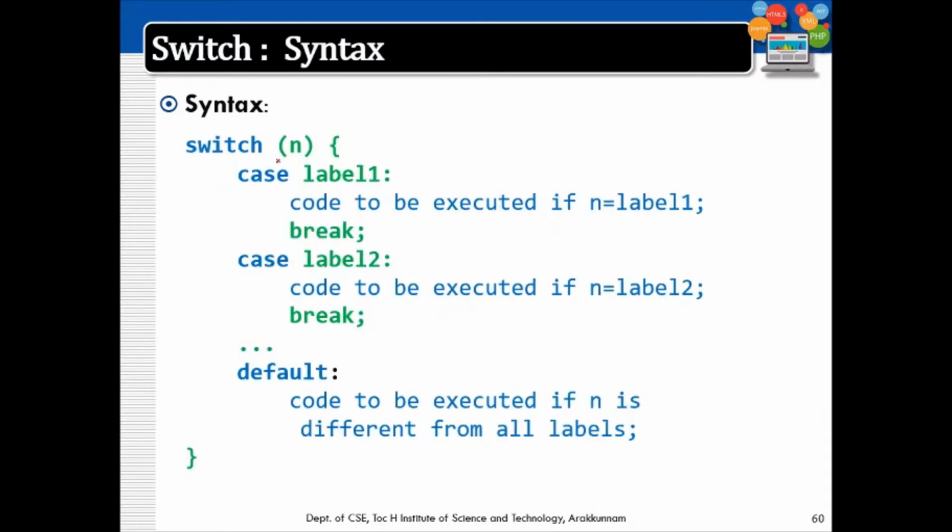This is the format of switch. Switch is the keyword, and in brackets we give the expression to examine. According to the output, if the output is case label 1, then this part will be executed. If it is not label 1, it will go for further checking, label 2, label 3, etc. Whenever a match is found, it will go into that and execute the code.